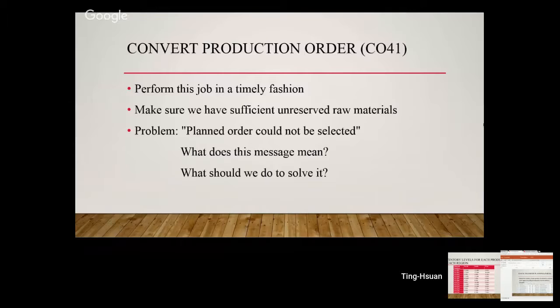In this section, there is a problem that we met after clicking on the Execute button sometimes. We received the message which shows planned order could not be selected. This message tells us that it cannot find any planned orders in the system that are eligible for conversion. Either we have used all the ones from before or not generated any at all. At this time, we need a new production plan, running the MRP again.